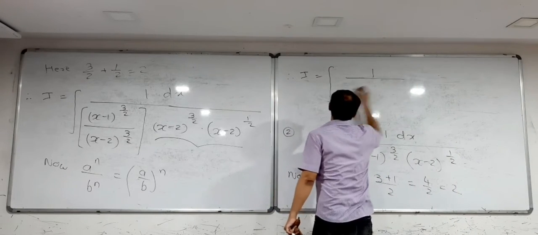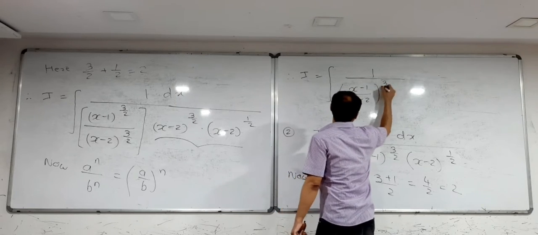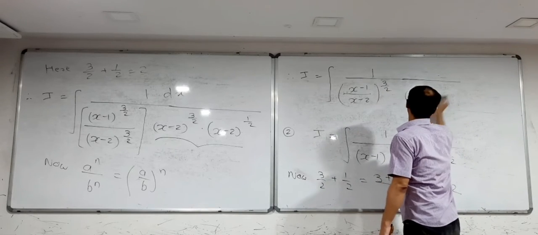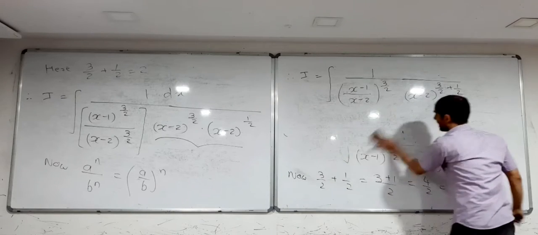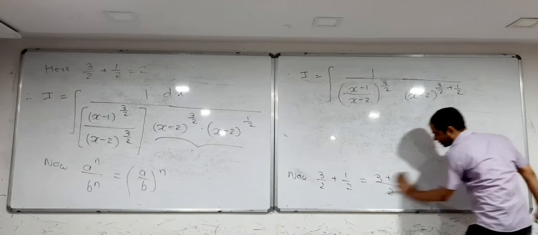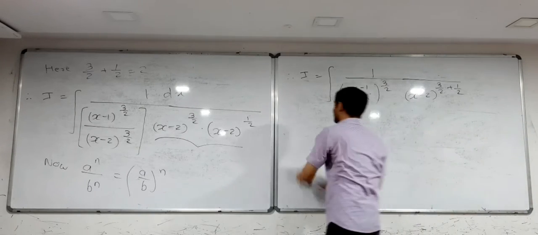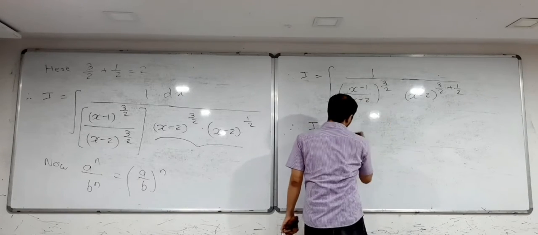Integration of 1 upon (x minus 1 upon x minus 2) whole raised to 3/2, and from the base the power gets added, so (x minus 2) raised to 3/2 plus half. You can also write x minus 2 upon x minus 1, it's your choice. Try to get the answer before me.